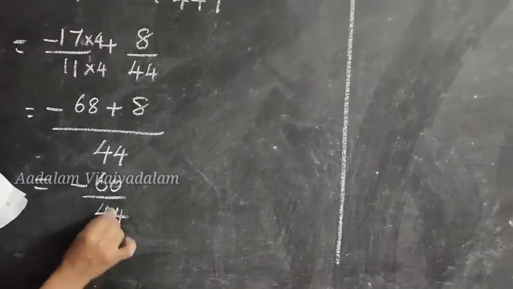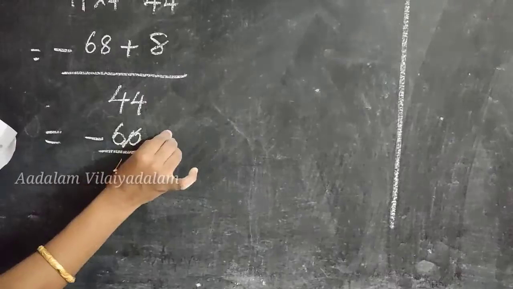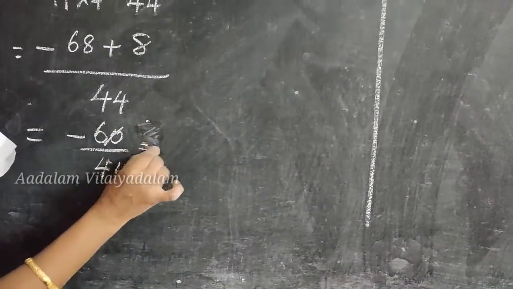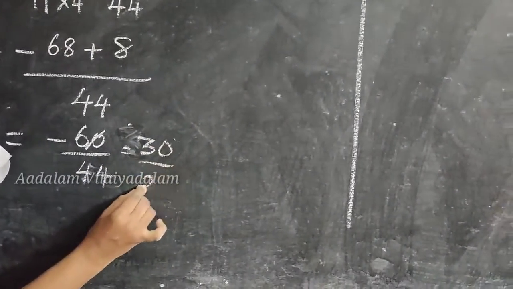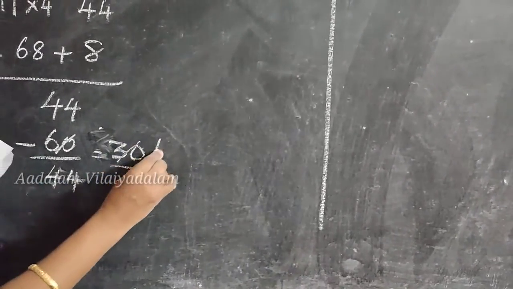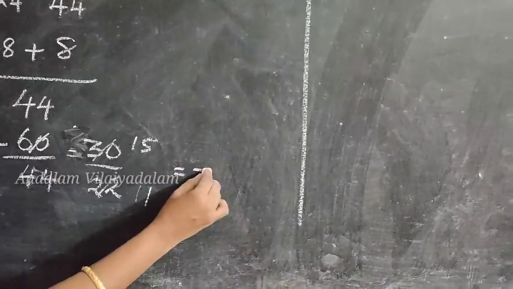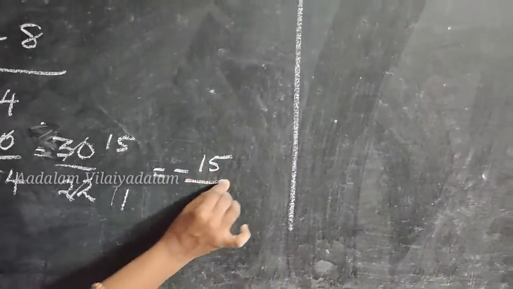So we have to simplify the answer. 60 divided by 44. So in 2 table, 60 is 30 times only, 44 is 22 only. So again we have to cancel, 2 table 15 times, this is 11 times only. So the answer is minus 15 divided by 11.